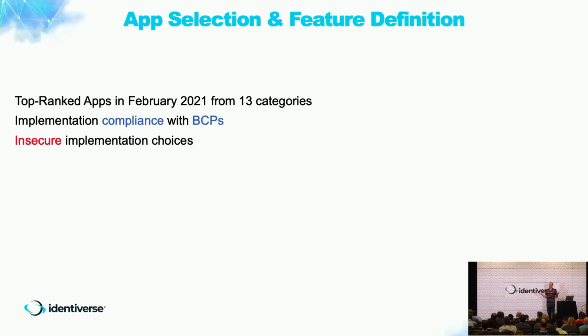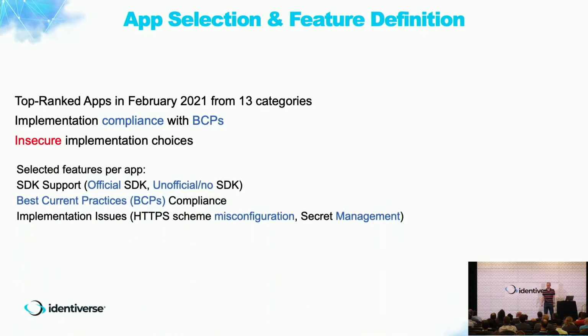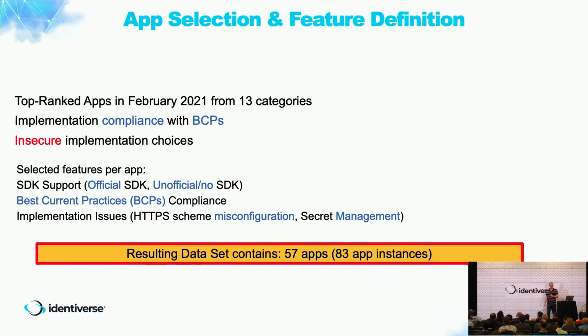What he did is he looked at the top-ranked apps in Google Play from February 2021, from 13 different categories. He looked at their compliance with the BCPs and whether they made insecure implementation choices. And then he also broke it down a bit, looking at whether they were using an official SDK from the authorization server or not. He looked at which ones didn't follow the best current practices and which ones had other misconfigurations.